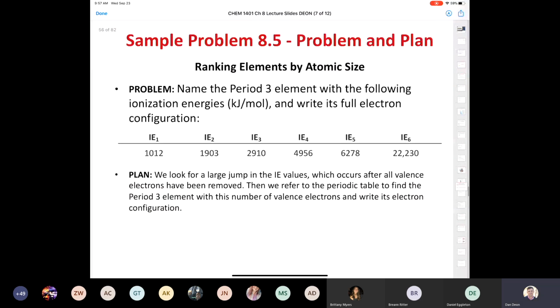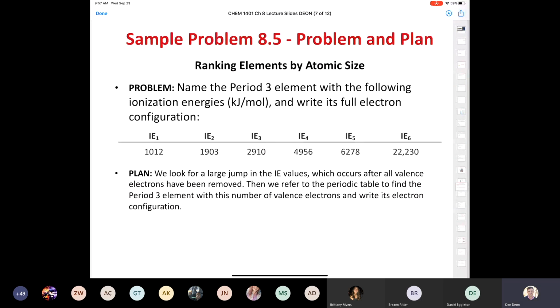It says here, name the mystery element. It's a period 3 element with the following ionization energies, and write its full electron configuration. Let's forget about the periodic table right now, and let's just look at the ionization energies closely. Can anybody tell me where the big jump is here? Maybe I'll just ask my students. They know a lot of stuff. Where do you guys see the big jump? Going from where to where?